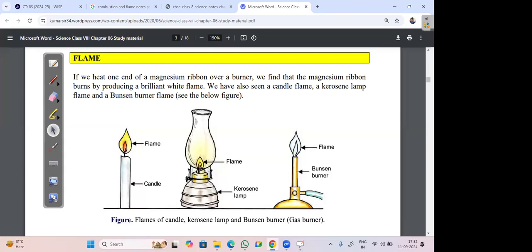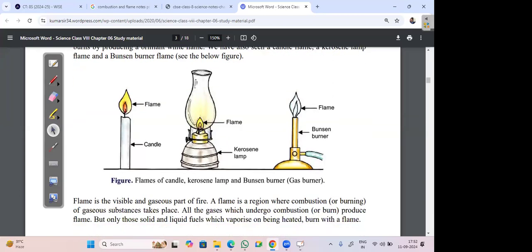Here you can observe a candle flame, a lamp flame, or a Bunsen burner flame. These are the three flames which have been shown: flame of a candle, flame of a kerosene lamp, and flame of a Bunsen burner. The shape of these flames is almost the same. It is the visible and gaseous part of fire. It is a region where combustion or burning of gaseous substance takes place.